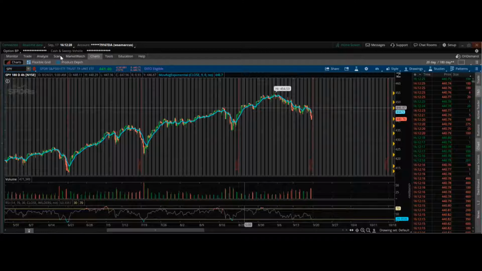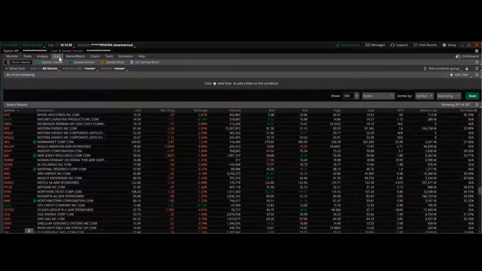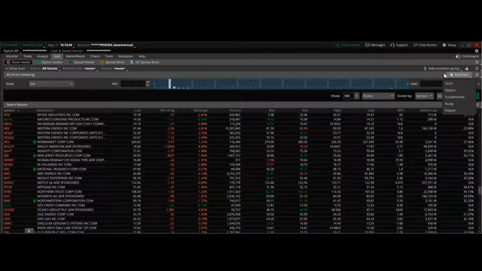So going forward, the TD Ameritrade platform actually has a scanner over here that's linked to the RSI indicator, right? Before we get started, we have to add a few things, right? So we want to add stock, right? You go over here to add filter, right? You could add these filters.